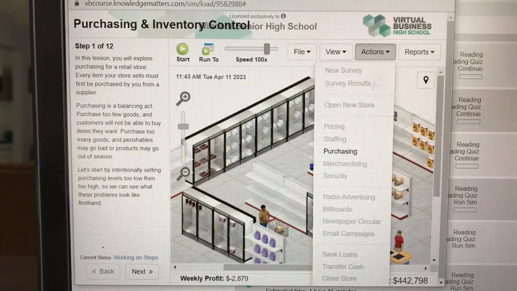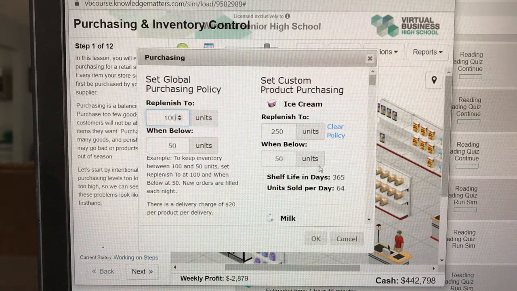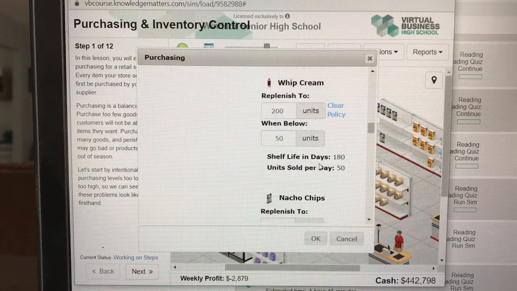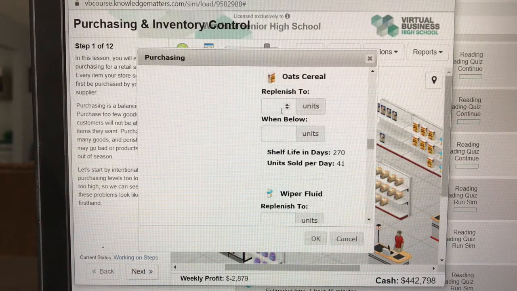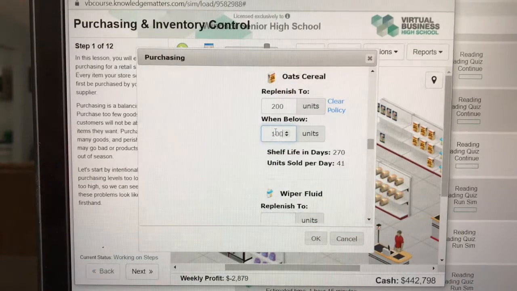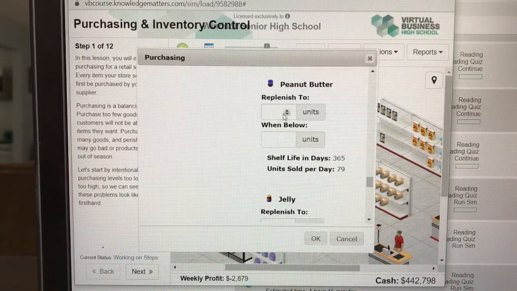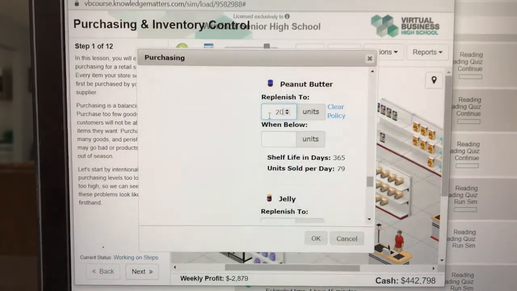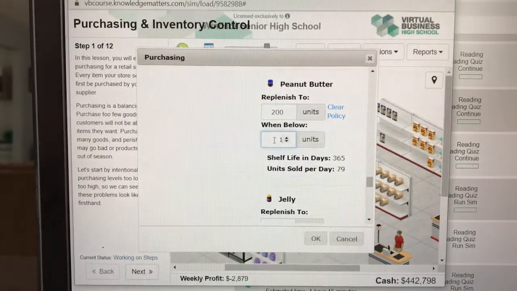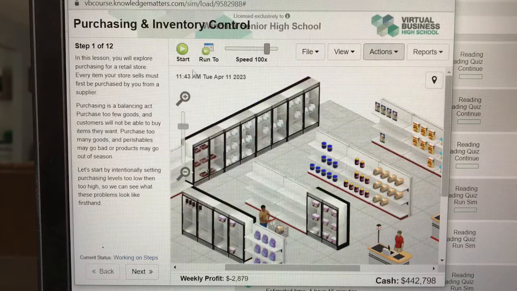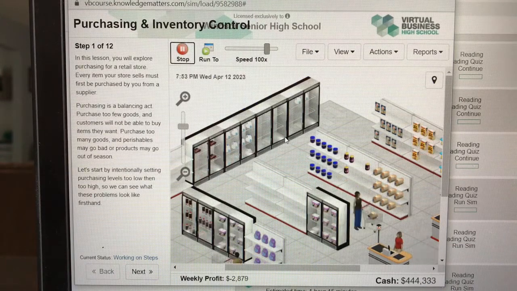So let's go in and go to oats and cereal and change those and see. Let's go 200 units when it falls below 100, and let's go to peanut butter, 200 units. Okay. And see what happens then there.